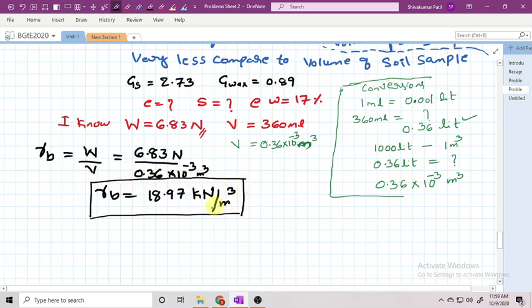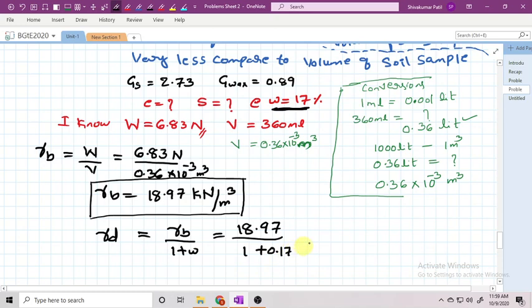Once you know the bulk density, I can find out the dry density if you know the water content. Anyway, I know the water content. So what is the dry unit weight? Dry unit weight is nothing but bulk unit weight divided by 1 plus the water content. So 18.97 divided by 1 plus water content. How much is given in the problem statement? The water content is 17%, 0.17. Calculate gamma D.